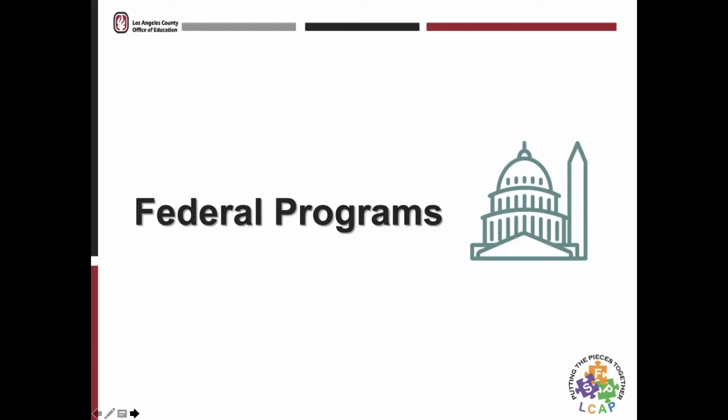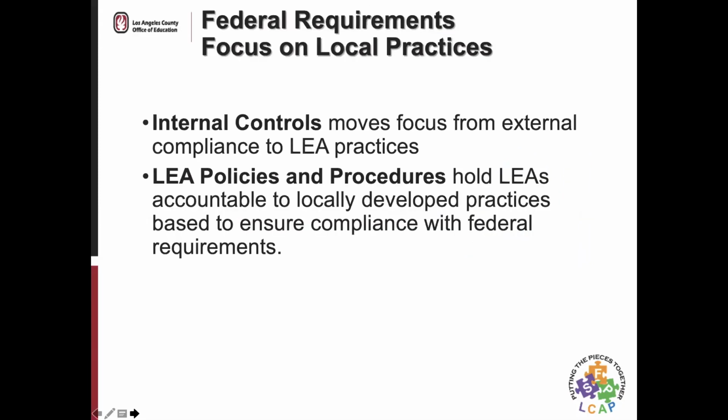So let's take a closer look at federal programs and just a review of federal programs, and we'll look at some key fiscal terms and requirements. All right. Many federal programs focus on district processes and then hold the district accountable for the process. So what that means is they look to say, do you have systems and processes in place? And are you following your own systems and processes, rather than externally looking at whether you did this, this, this, and this? So one of those is internal controls.